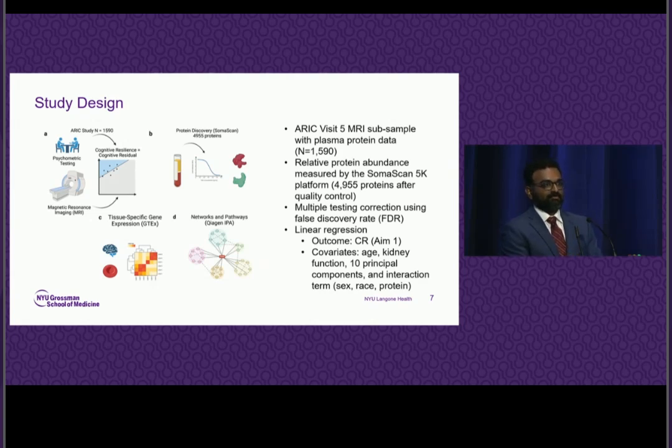At visit 5 of that cohort study, there was a subsample that went through MRI, and we also have SomaScan 5K in all those individuals, a battery of cognitive psychometric tests, and we use that data in order to develop a measure of cognitive resilience and then identify proteins associated with cognitive resilience.